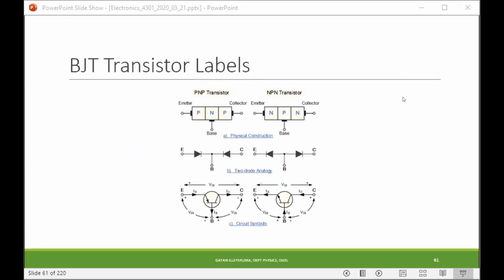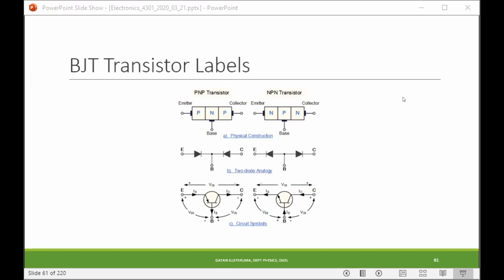Now a transistor has three leads or terminals. For a BJT, we call them collector, base, and emitter. A transistor consists of either an N-type semiconductor sandwiched between two P-type semiconductors, or a P-type between two N-type semiconductors. Whatever is in the middle is called the base. So in a PNP transistor, the base is an N-type element, while in an NPN transistor, the base is a P-type element.